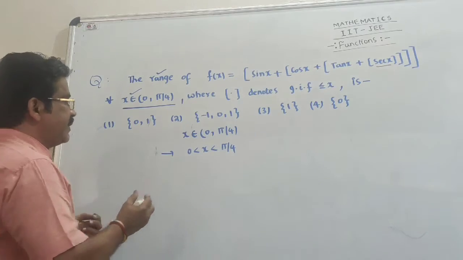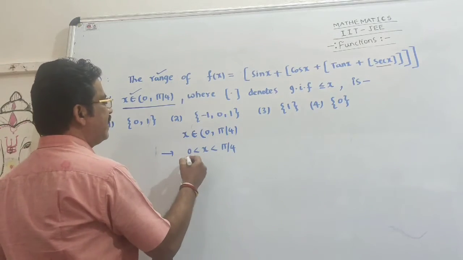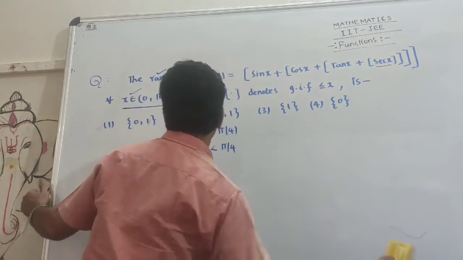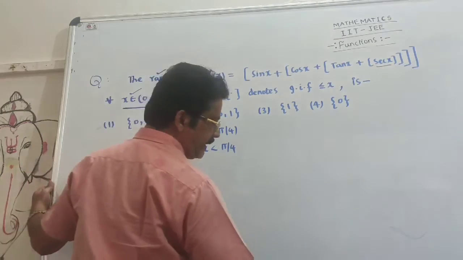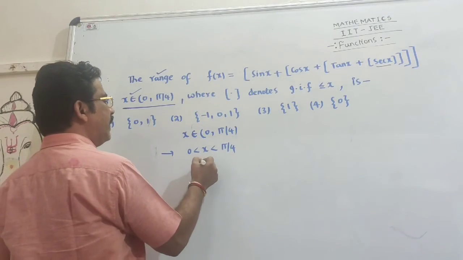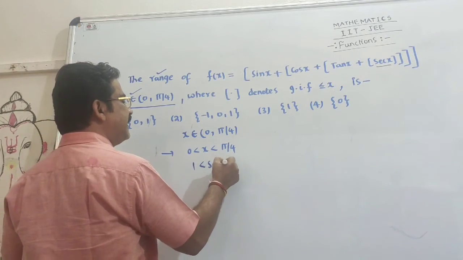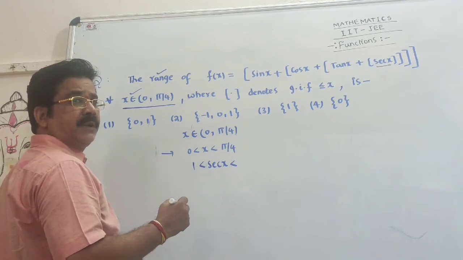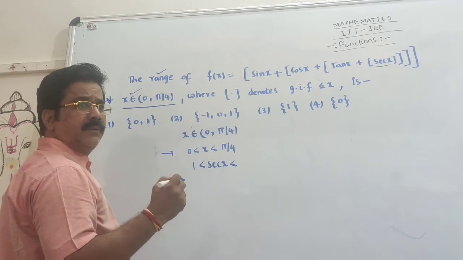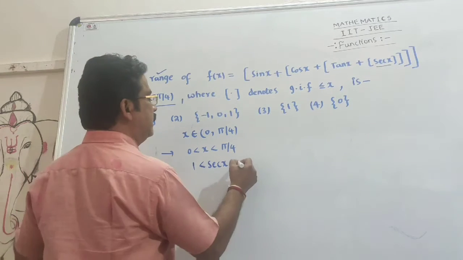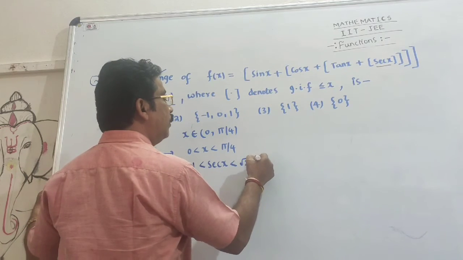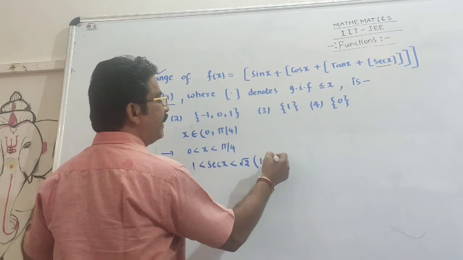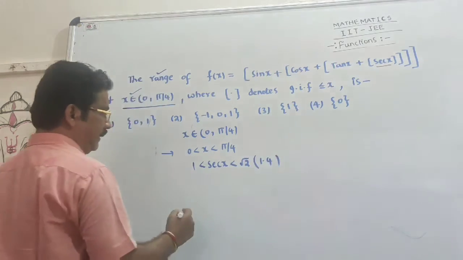So secant x, applying secant on both sides. Secant 0 is 1, so I can write directly: 1 less than secant x less than secant 45 degrees. Cos 45 degrees equals 1 by root 2, so secant 45 degrees equals root 2. Root 2 is approximately 1.4 something.